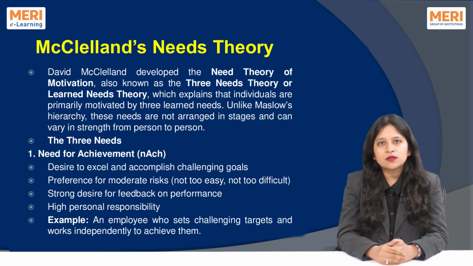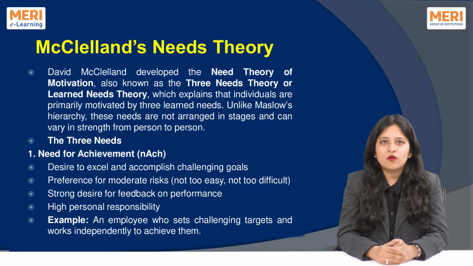Unlike Abraham Maslow's hierarchy, these needs are not arranged in fixed stages. A person does not have to satisfy one need before moving to another. Instead, all three needs can exist together, but their strength differs from person to person. The first need is the need for achievement.